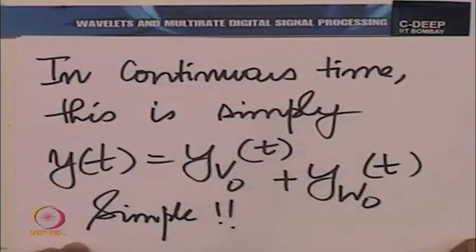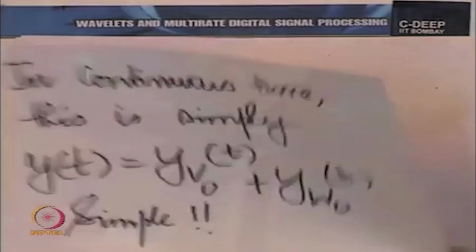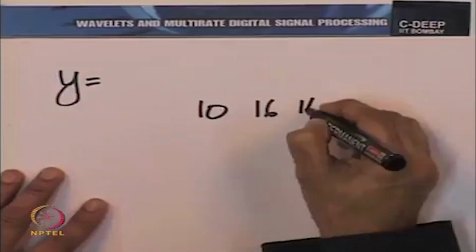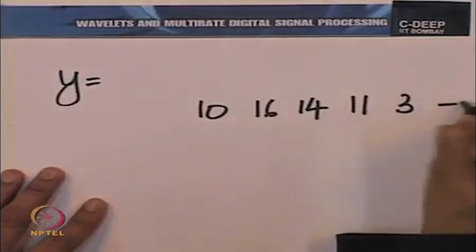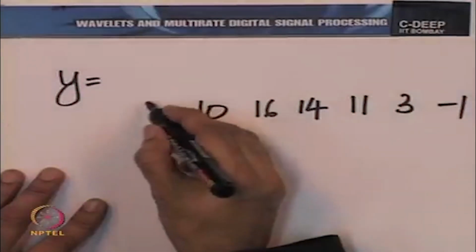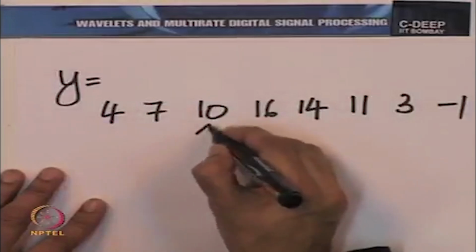So, in fact, let me put back the sequences, let us write the sequences explicitly now. What we will do is write down the sequences, at least in that region from minus 1 to plus 3, explicitly for yv0 and for yw0. So, for y the sequence is essentially 10, 16, 14, 11, 3, minus 1 here, and 7, 4 there, and 0 marked here.